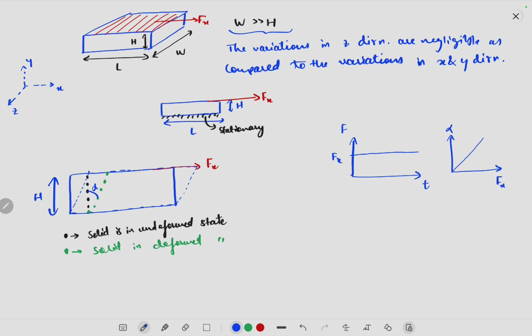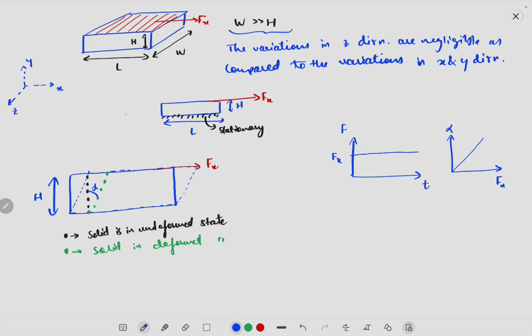So we have a solid. The bottom surface of the solid is held stationary, and the top surface has been applied a force Fx tangential to the surface. This is my coordinate axis, and given these dimensions of the solid, W very greater than h, we can safely assume the variation in z direction is negligible, and we can just study the solid being deformed in 2D.